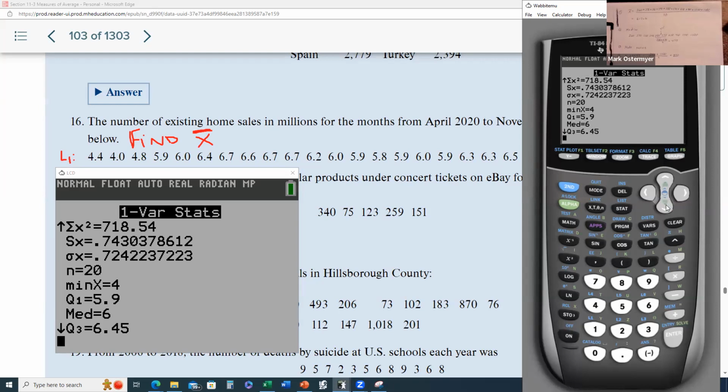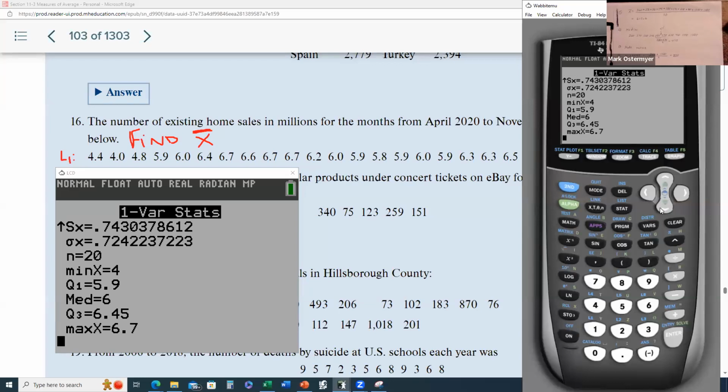Oh, wait a minute here. The median is 6. I thought it was 4.9. What the heck? Anyways, the median is sometimes referred to as the 50th percentile or the second quartile. There's the 75th percentile of your data set. 75% of your observations lie below 6.45. And there's the maximum value in your data set, 6.7.